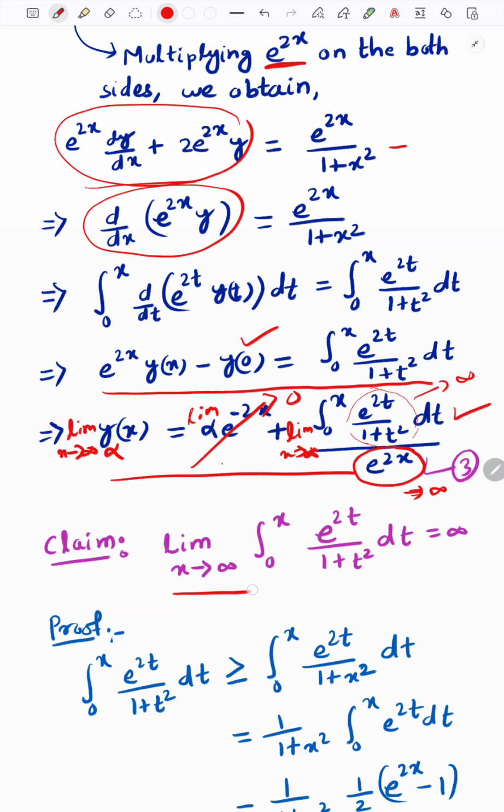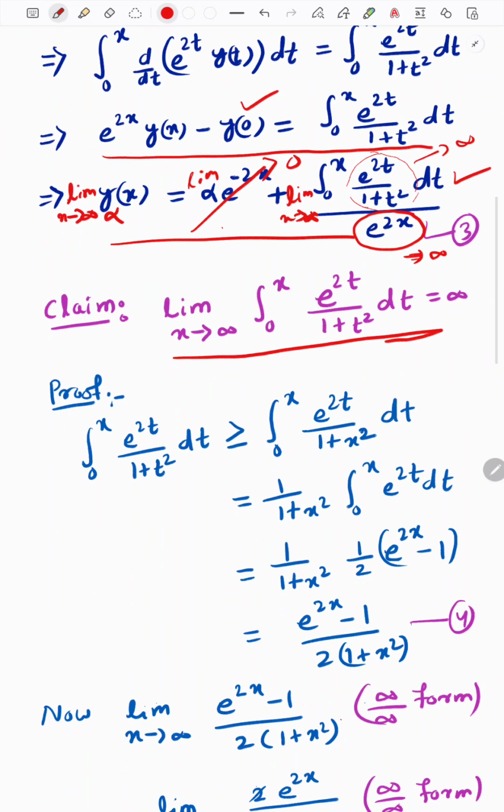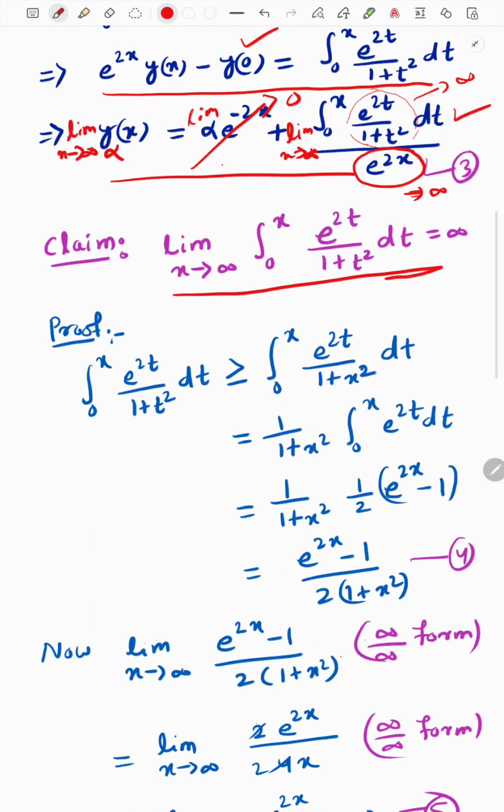So first of all we have to ensure that this numerator value limit goes to infinity. This is our next claim. Okay, so to verify this we will start from this expression. Okay, and this expression is greater than or equal to this. Why? Because in this expression we are taking 1 plus x square instead of 1 plus t square.